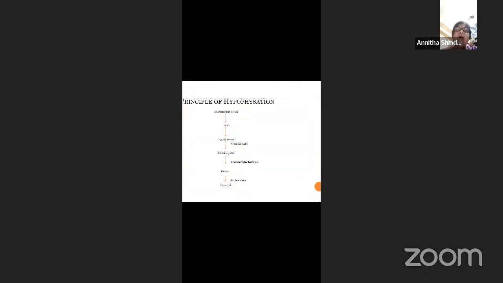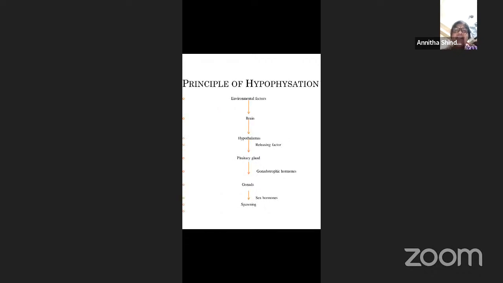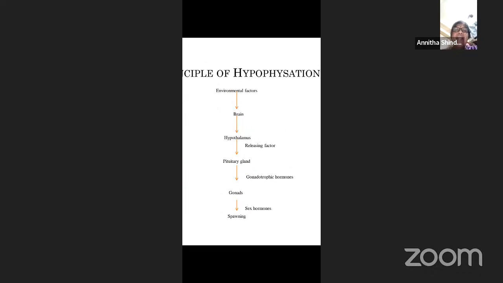So this is the principle of hypophysation. Environmental factors are not suitable, so because of these environmental factors, you have to go to the brain. In the brain, what is present? The hypothalamus is present. The hypothalamus has a releasing factor, and what will this releasing factor try to do? It will reach the pituitary gland. Once it reaches the pituitary gland, it will produce the hormones.